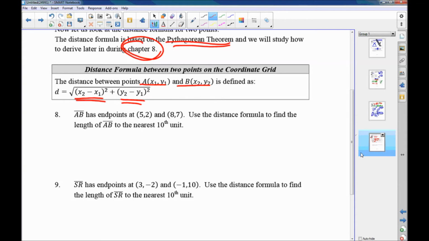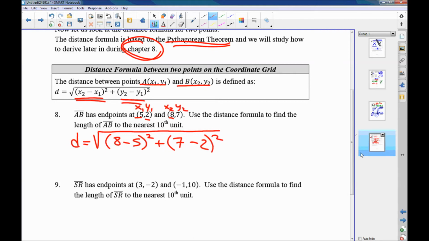AB has endpoints at 5, 2, and 8, 7. Use the distance formula to find the length of AB to the nearest tenth. So we'll just plug into our formula. We have the square root of, and we take the x coordinate, so we'll name these x1, y1, x2, y2. Should look a lot like when we name points in slope. And we do 8 minus 5, that's x2 and x1. We're going to square that. Plus y2 is 7 minus y1 is 2.